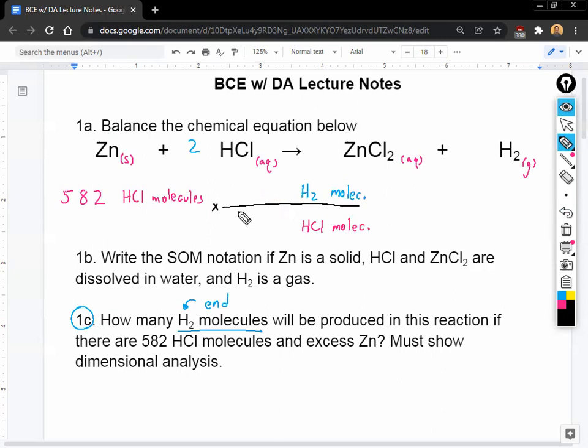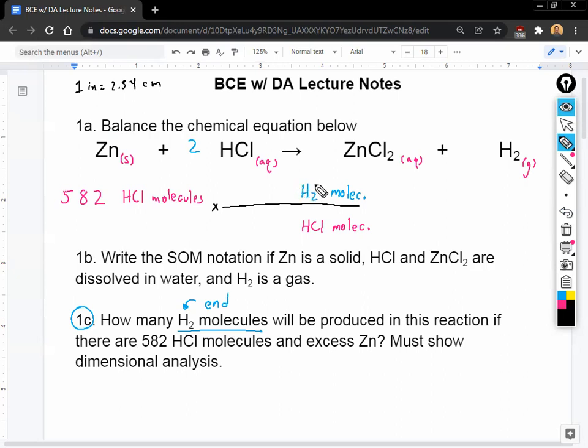Okay. The only thing that's missing on this fraction now are the numbers. So remember how in our old fractions, we always had something like this, 1 inch equals 2.54 centimeters, and that's where we got our numbers, right? But now we're going to get our numbers from the equation right here, the balanced equation. So what we do is we just look for these molecules.